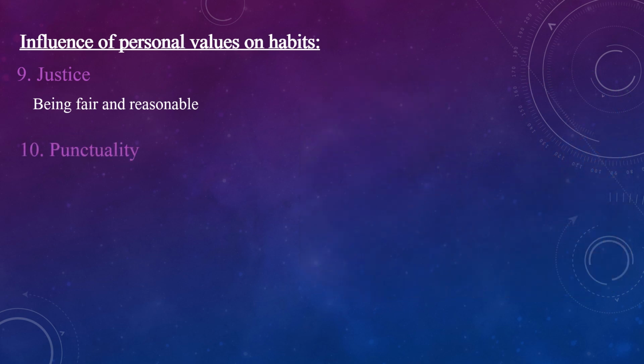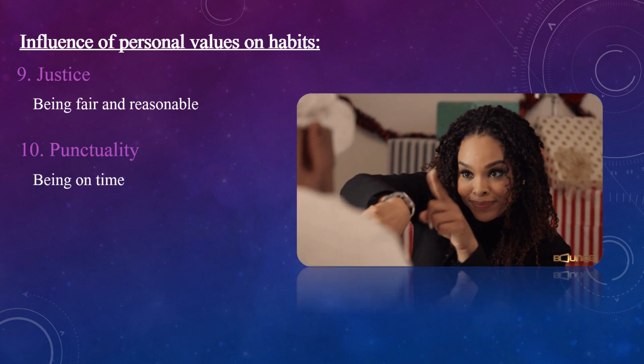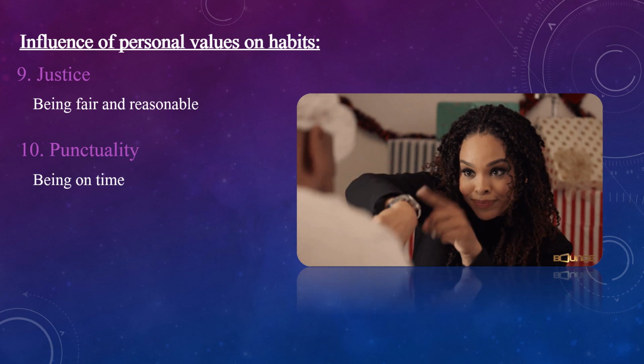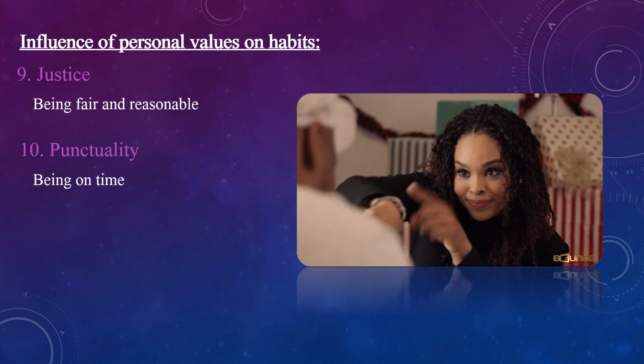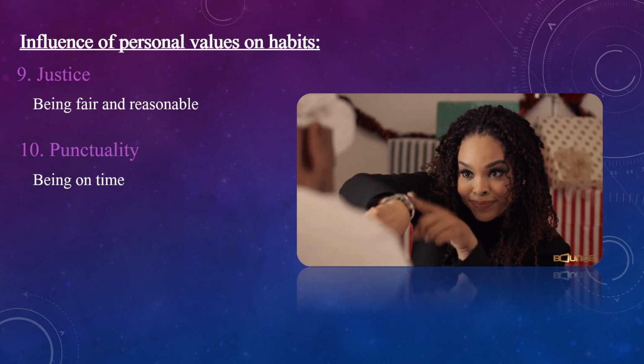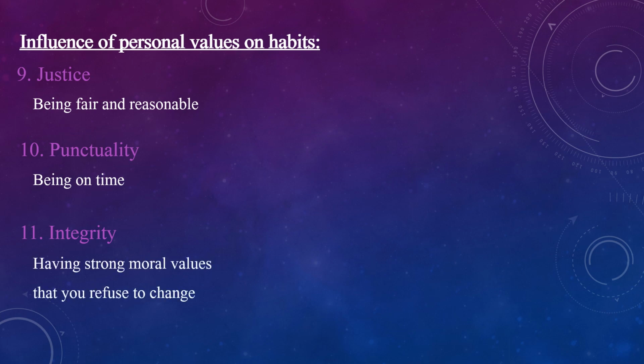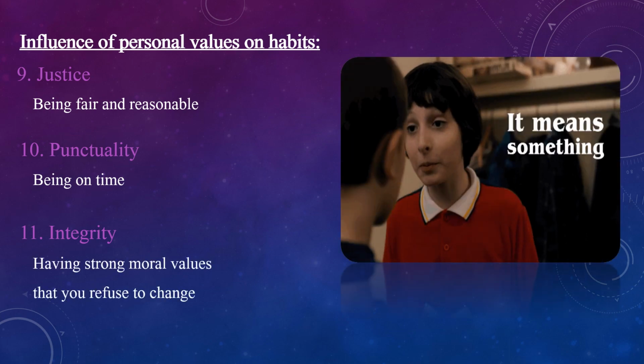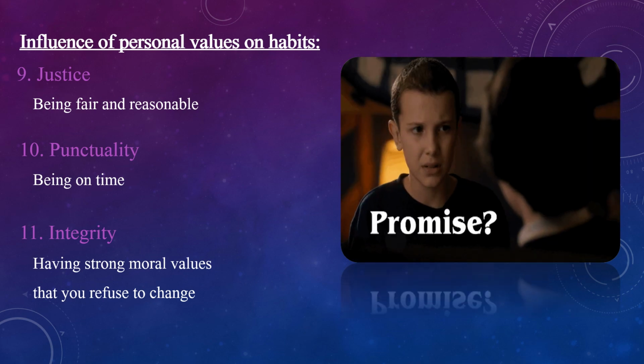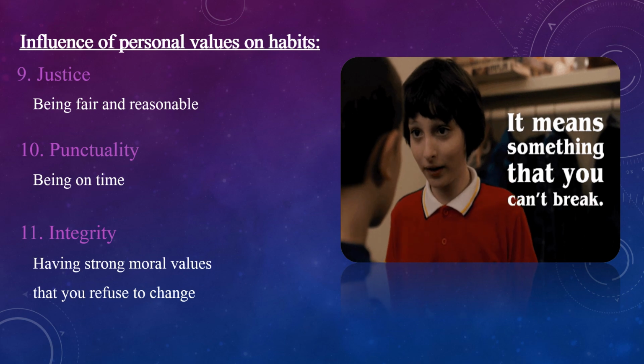Punctuality. Punctuality simply means being on time. An example of a punctual person is someone who promises to arrive at 2 and who actually arrives at 2. Integrity. The quality of being honest and having strong moral principles that you refuse to change. For example, keep your promise even if it takes extra effort.